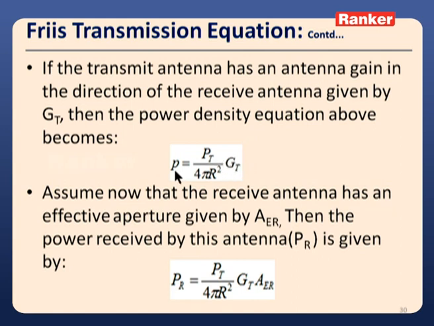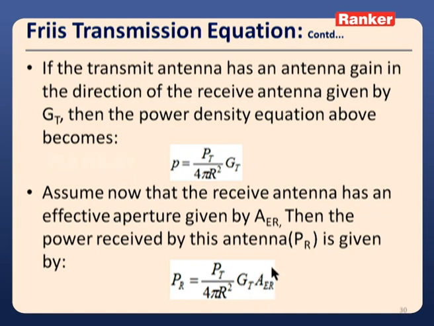So the modified equation is power density equals Pt by 4 pi r square. This is the original power density, now multiplied with the gain. Now this is to be received by the receiving antenna, right? But the receiving antenna will have some effective aperture. Let us take the effective aperture of our receiving antenna as Aer. So the total power received is equal to this power density multiplied with the effective aperture, that is Pt by 4 pi r square, Gt into Aer.